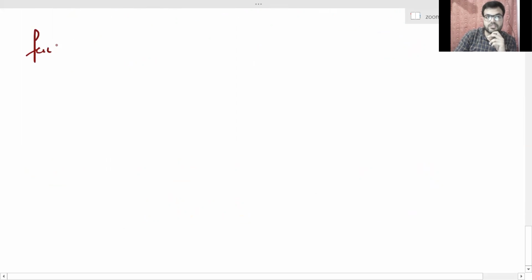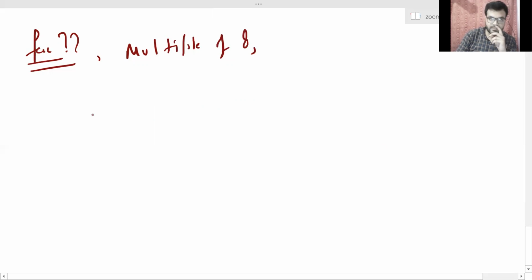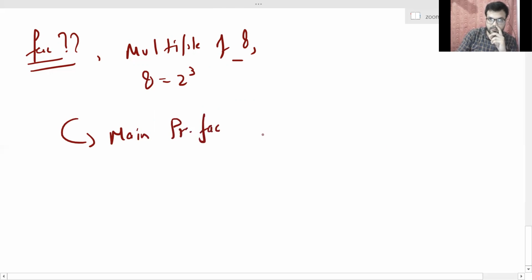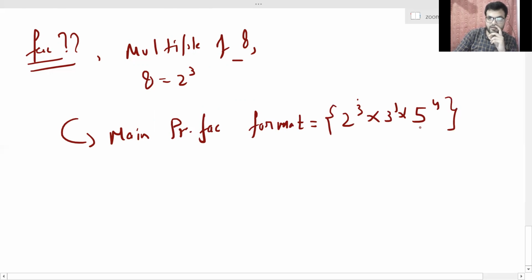Fine. So now, suppose I ask you how many factors are there which are the multiple of 8. Now look at this, guys. 8 is 2 cube, and our main prime factor format was 2 cube into 3 to the power 1 into 5 to the power 3. So here, to find all the factors which are multiples of 8, you will have to take one 8 out, which is 2 cube. So this entire 2 cube will come out. 2 cube has come out.